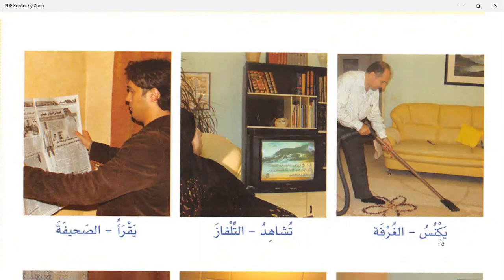Aksunu rufata. Aknusul rufata. Correct. Mada tafalina? Akshahidut Tilfaza. So you will just replace the ta with alif hamza. Ushahidut Tilfaza.